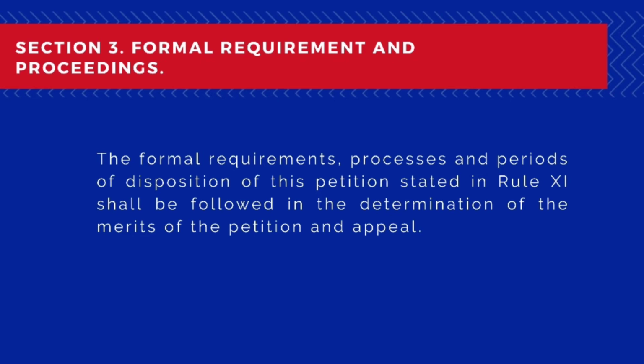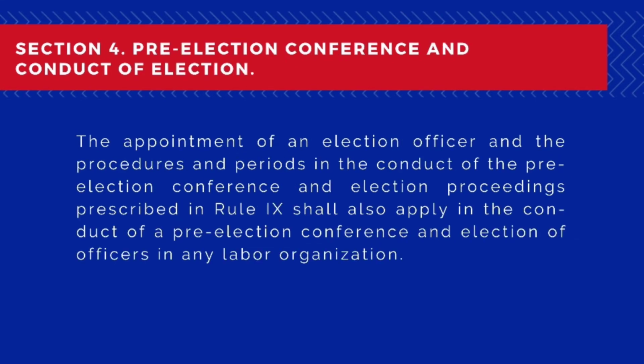Section 3. Formal Requirement and Proceedings. The formal requirements, processes and periods of disposition of this petition stated in Rule 11, shall be followed in the determination of the merits of the petition and appeal. Section 4. Pre-election conference and conduct of election. The appointment of an election officer, and the procedures and periods in the conduct of the pre-election conference, and election proceedings prescribed in Rule 9, shall also apply in the conduct of a pre-election conference, and election of officers in any labor organization.